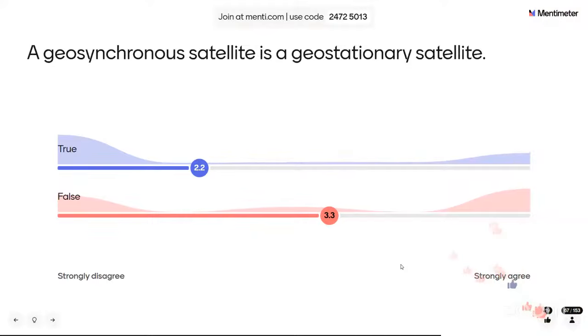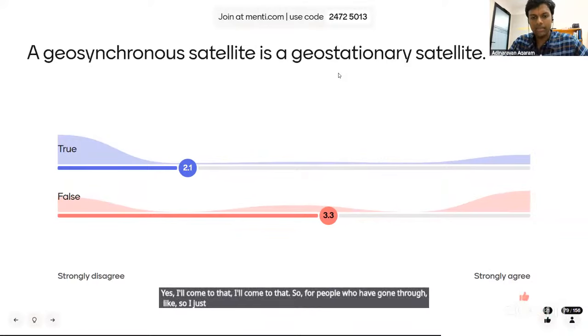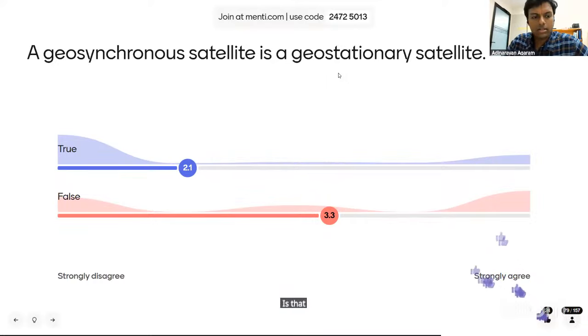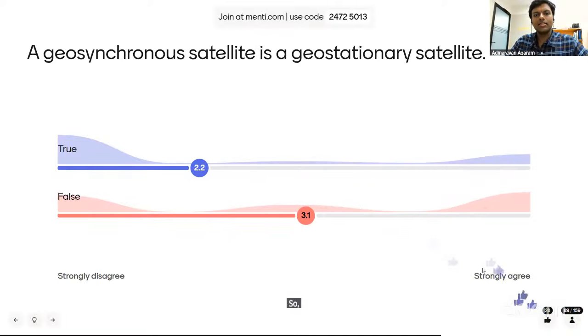Sir, can you please repeat what a geostationary orbit is? Yes, I'll come to that. For people who have gone through the lecture, I just wanted to see whether they're able to answer this question. And once they're done, I'll explain the whole thing. Is that fine? Yes, sir. So yeah, let us get to the explanation.